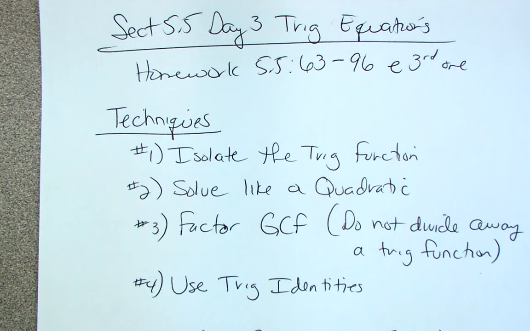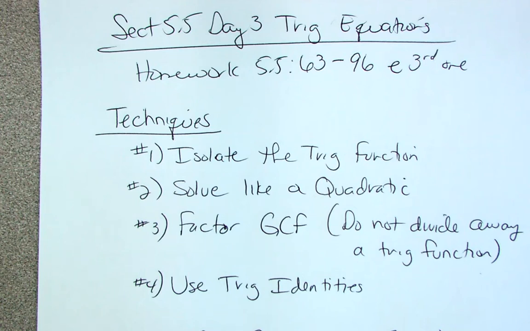Number 2 is it was like a quadratic. Something was squared. Or maybe it was a trinomial, or maybe it was like cosine squared of x equals 1. And then you have to take the square root, things like that. So it's quadratic-like. So you treat it like a quadratic, whatever techniques those were to solve.